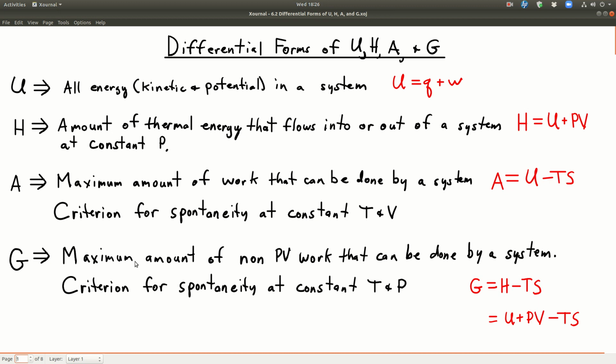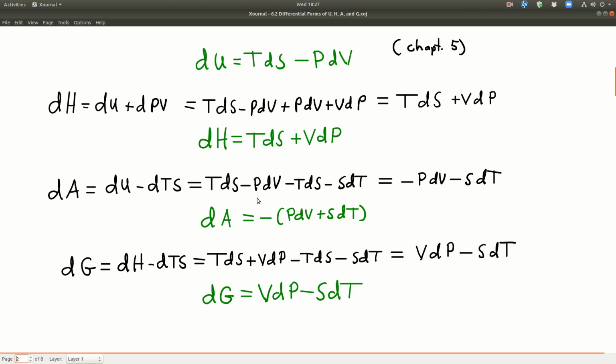Gibbs energy, G, gives us the maximum amount of non-expansion, non-PV work that can be done by a system, and also the criterion for spontaneity at constant temperature and pressure. And G is equal to H minus TS, which is also equivalent to U plus PV minus TS. So that's where we're at now.